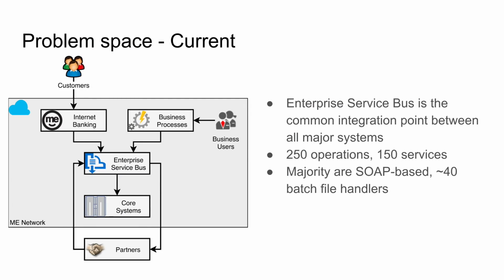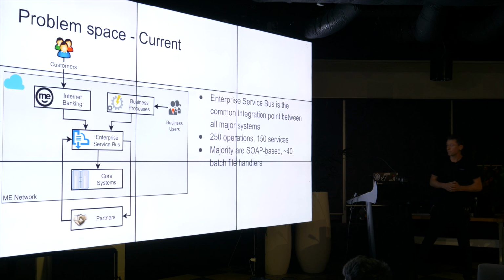Just a few stats. On that bus, there are approximately 250 operations spread across about 150 different services. The majority of those are SOAP-based, and there are approximately 40 batch handlers in there as well. That's when we're sending large batch files between the various systems.